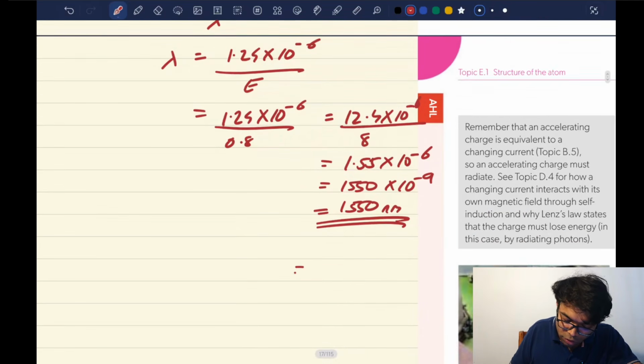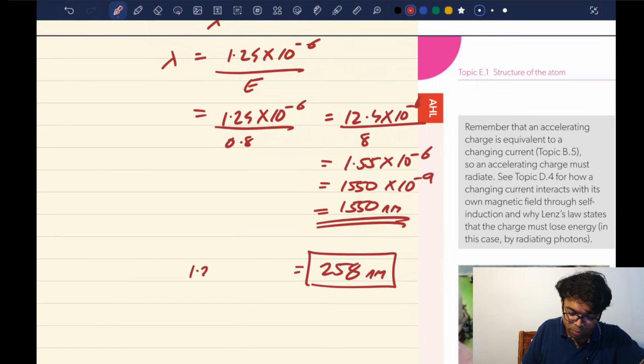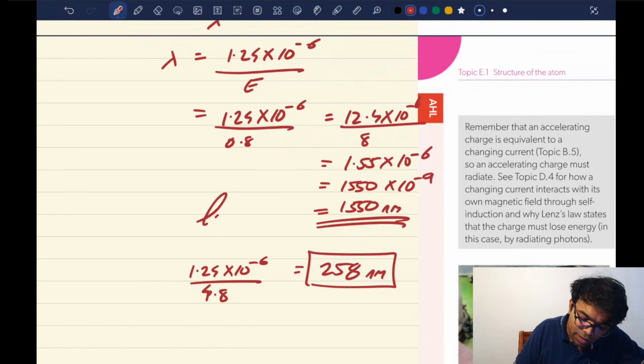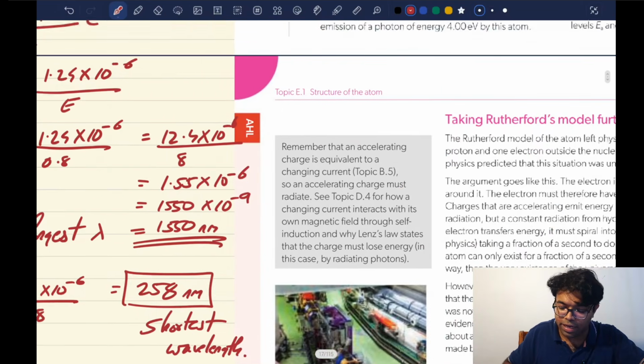258 nanometers. The shortest wavelength will be 258 nanometers. 1.24 into 10 to the power minus 6 upon what is the energy difference that you got? 4.8. So this will be for the longest wavelength, and this will be for the shortest. Clear? Next question.